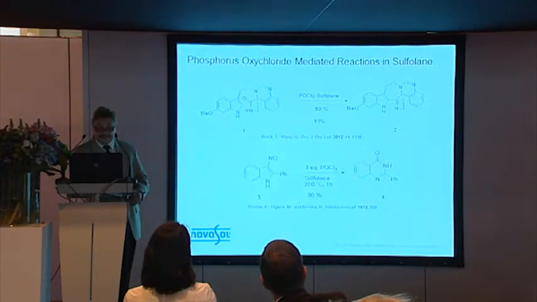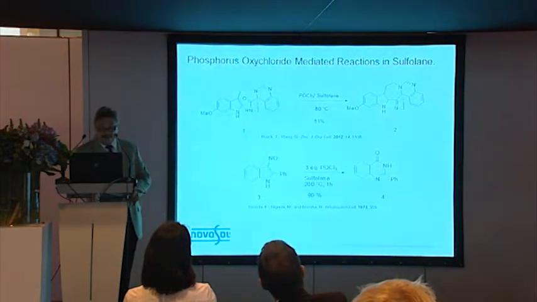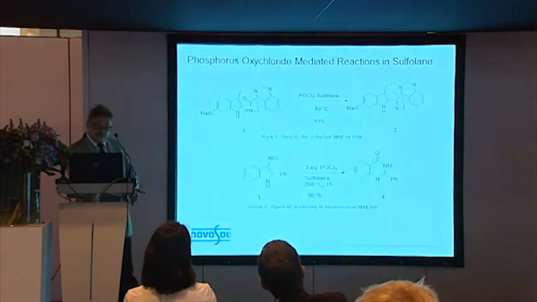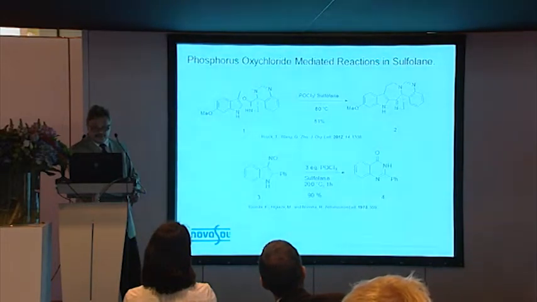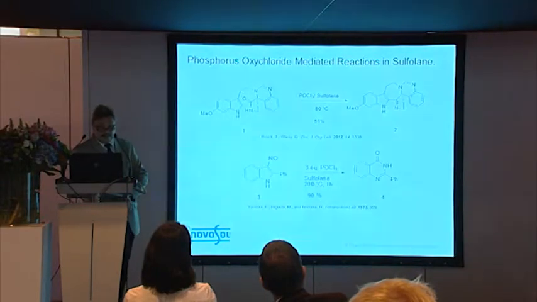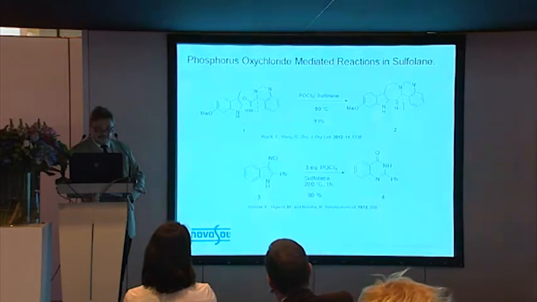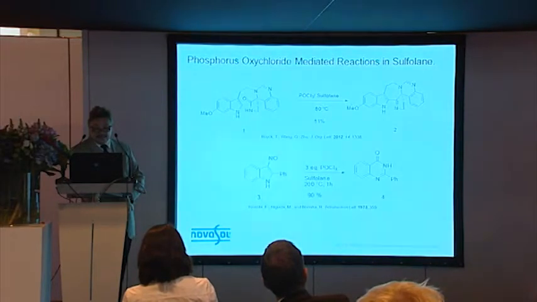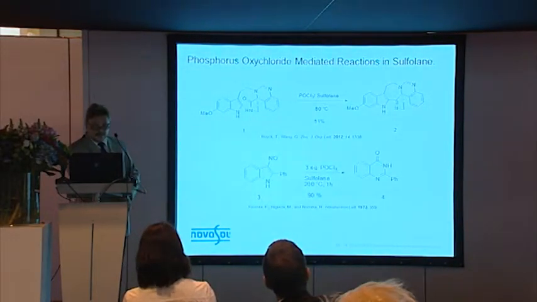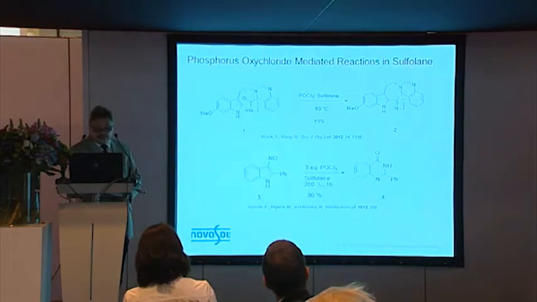Also, a rearrangement of a nitroso-indole has been reported with 3 equivalents of phosphorus oxychloride in sulfolane, and here the reaction was run at 200 degrees, and it took 1 hour, and it got a 90% yield. Also here, the authors claim that this was the only solvent that could be used to run this reaction at this high temperature.